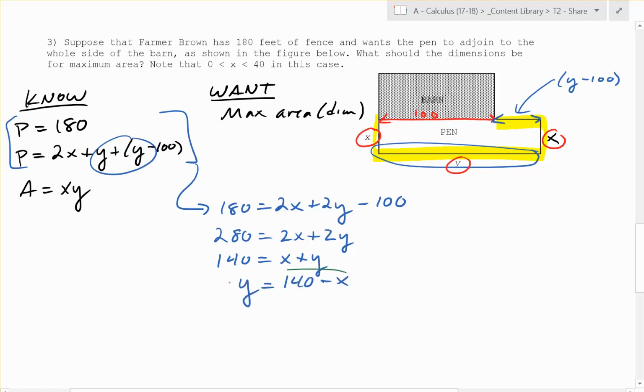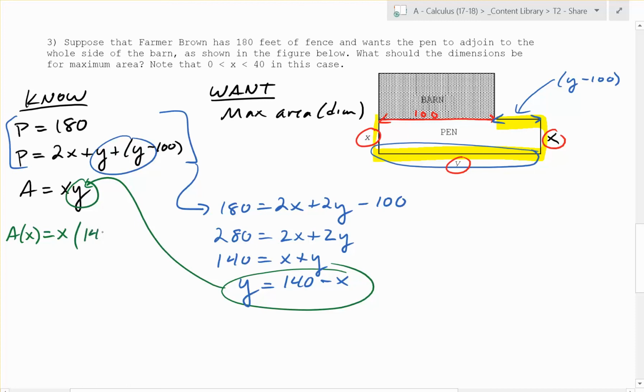So we can take this now right here and plug it in right there. What does that give us? Area just in terms of x, which is x times 140 minus x. So now we are on cruise control for a little while at least. We distribute, we set it equal to 0.